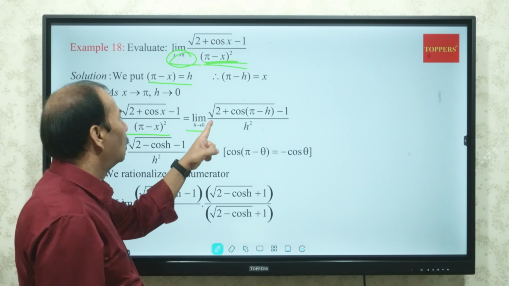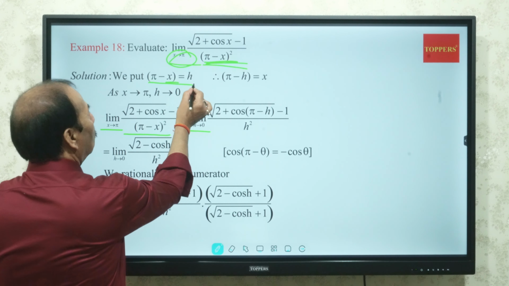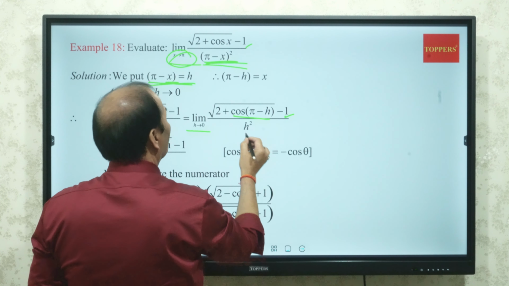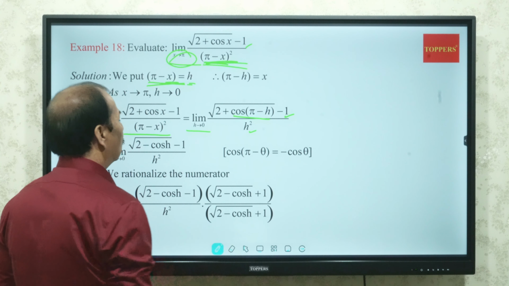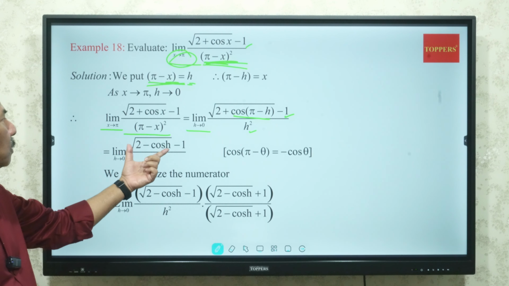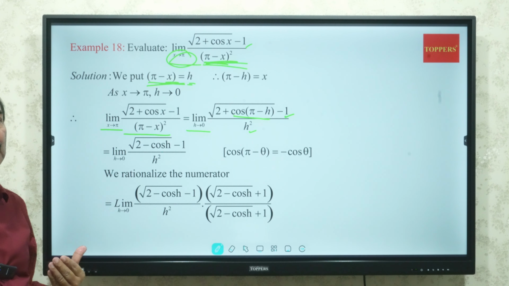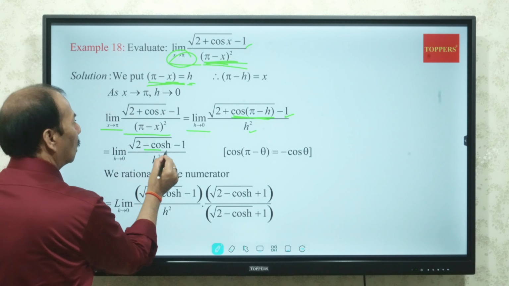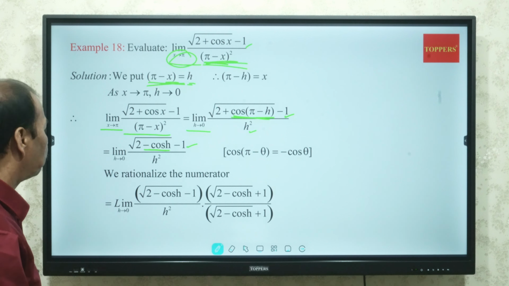So limit h tends to 0, square root of 2 plus cos x minus 1. X is equal to how much? That will be pi minus h, so cos of pi minus h. Minus of 1 here, and pi minus x whole square means h square. Now again simplify this. Cos pi minus h is the same as minus of cos h, since cos of pi minus theta is minus of cos theta. So using that relation, we get minus of cos h, divided by h square.